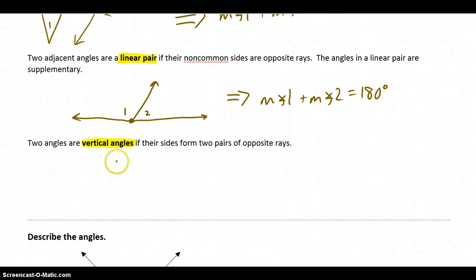Let's start by drawing angle 1. Well, if I want to make this side an opposite ray, I'm going to have to go in this direction. And if I'm going to make this side an opposite ray, I'm going to have to go in this direction. So the two angles that are vertical are this angle and this angle.